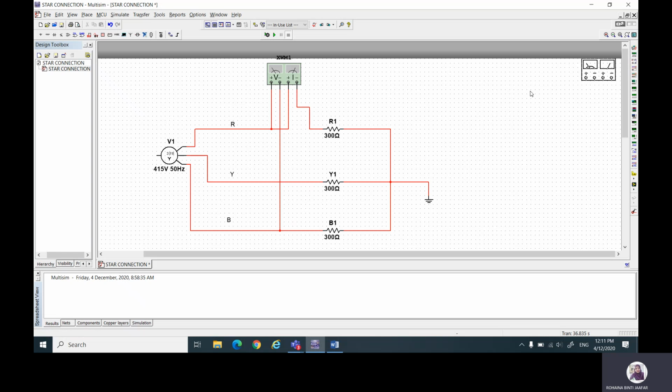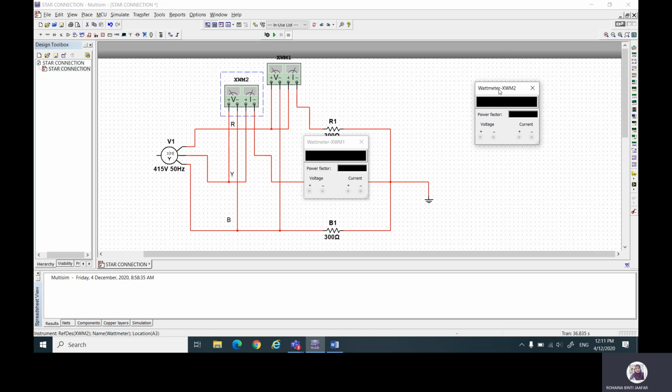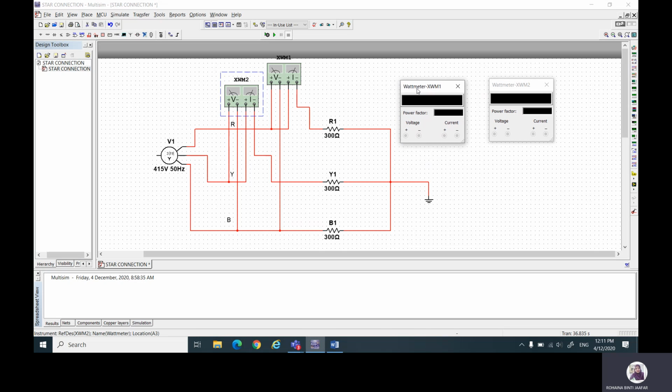So take wattmeter 2. The voltage is between yellow and blue, and then for your current, you have to measure the current through the yellow phase. And then you can run your simulation.